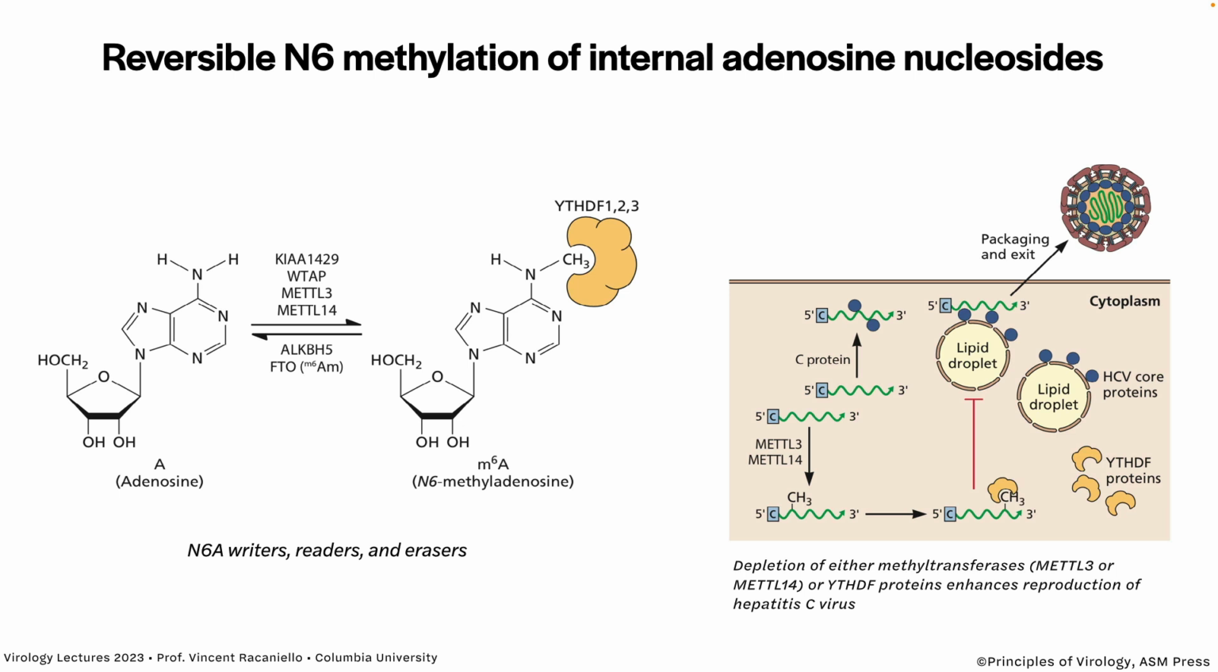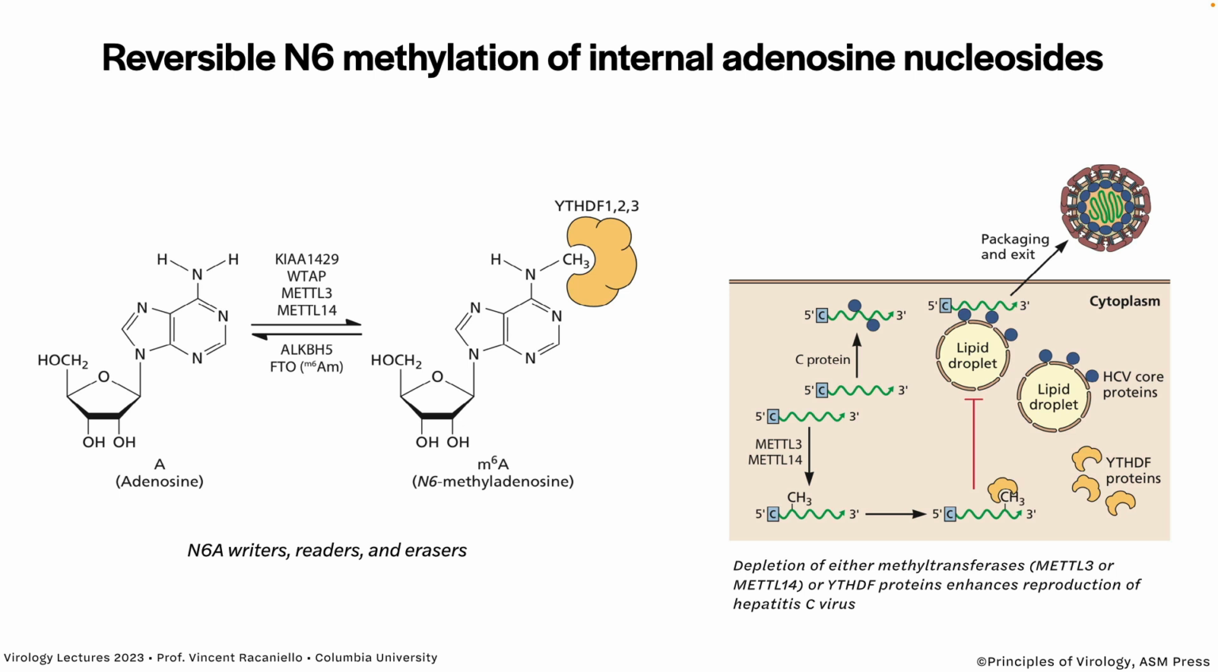And there is a whole series of enzymes involved in this. The ones that put the methyl on are called writers. The enzymes that remove the methyl are called erasers. And then there are proteins that can tell whether there's a methyl on it or not and have some effect, and they're called readers. So whoever named them was a little bit creative, right? Writers, readers, and erasers. And an example of how these can have an effect is shown at the right.